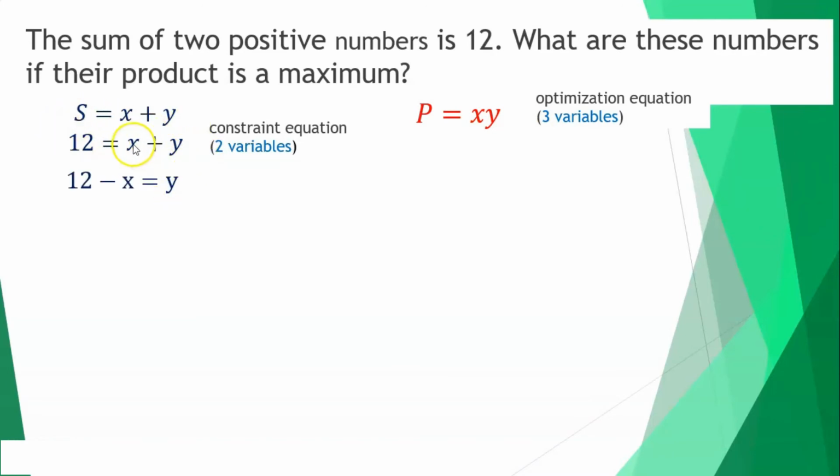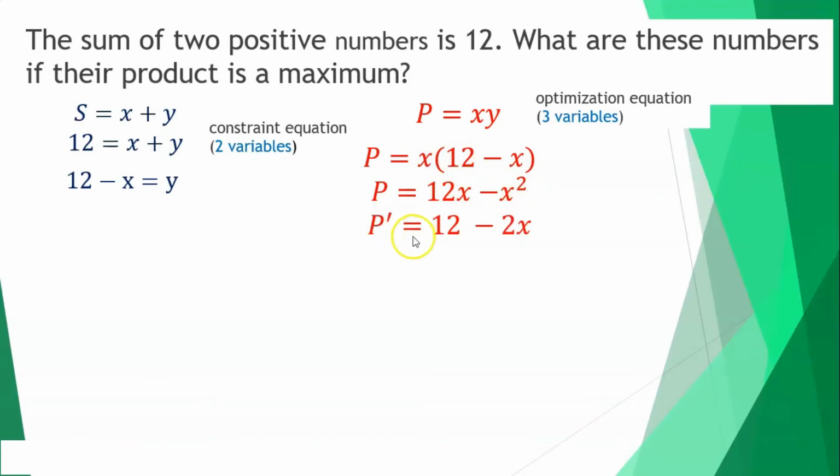So transferring x to the other side, we will end up with this. With this, we can substitute y in this equation. So take note, our p here is x times y, and our y here is 12 minus x. So multiplying this, multiply it with the terms inside, so 12x minus x squared.